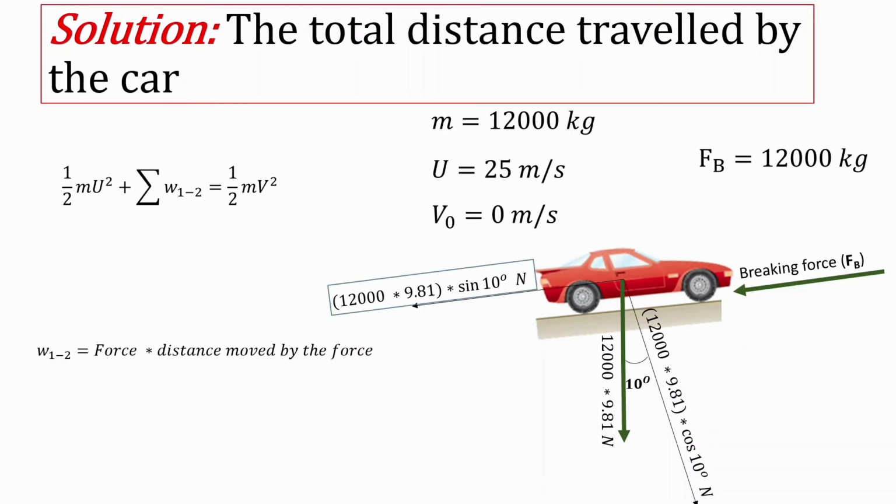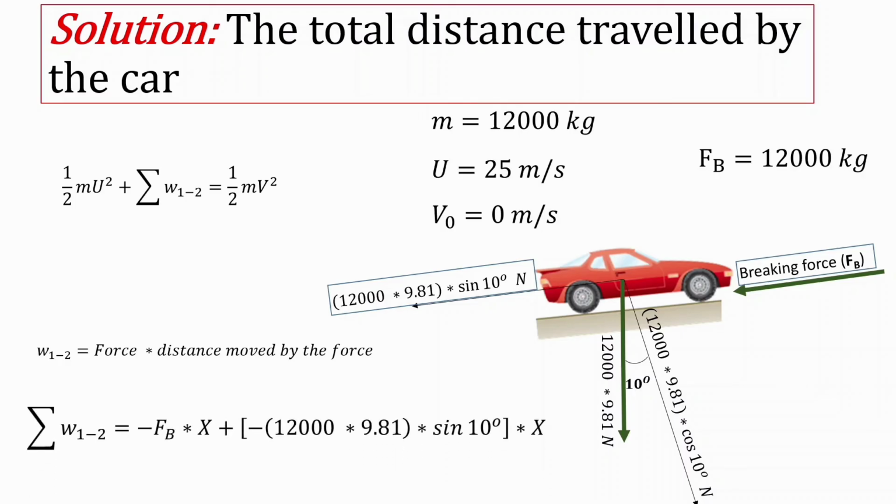Then if we consider the two forces, which are the component of the weight and the braking force, all acting against the direction of the moving vehicle, if we put that into the equation, we get our work done to be equal to the braking force times its distance, plus the component of the weight acting on the car against the direction of the car times the distance. Mind you, note the reason for the negative sign for the force components, the braking force and that of the weight. The negative sign is just an indication that they are acting in the opposite direction of the moving vehicle.